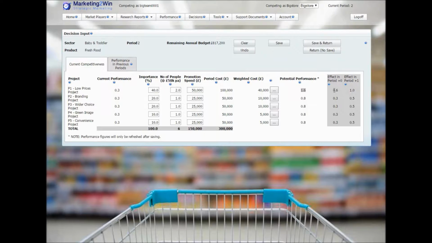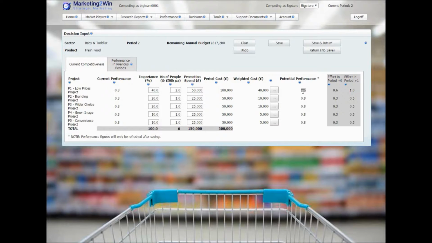You get an improvement up to 0.6 in the current period, period plus 0, so that's the current period. But actually we're going to get an extra 1 point on top of that in the next period, period plus 1, so in fact in this particular situation it's going to be period 3. So that 1 plus the 0.6 adds up to the 1.6 that we've got here.